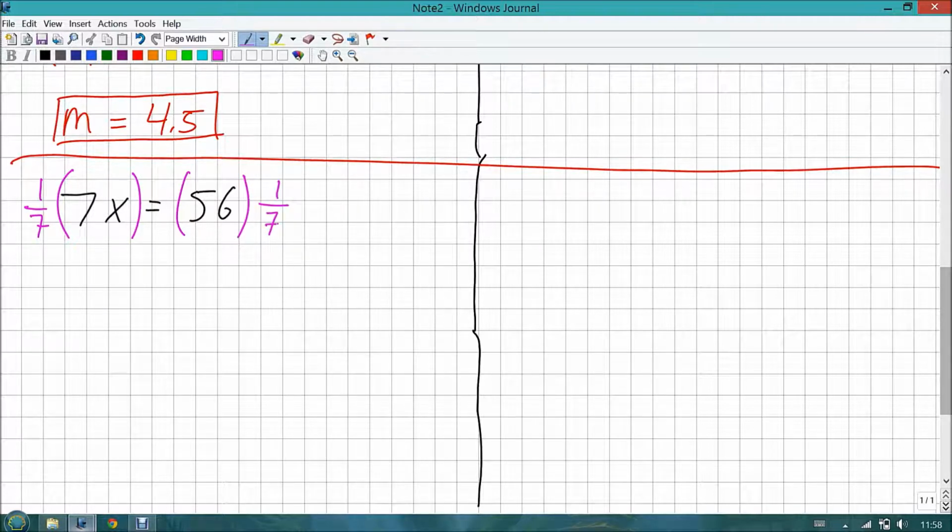When we multiply both sides by 1 over 7, 7 divided by 7 is 1 times 1 is 1, so I'm left with just my x on the left. And then on the right-hand side, we have 56 divided by 7, which is 8, times 1, which is 8. And we get x equals 8. So that's option 1.